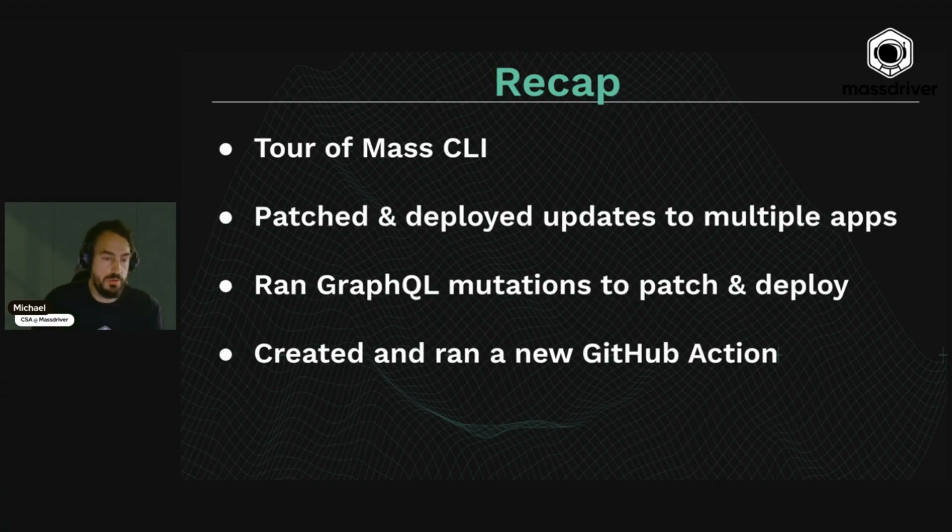To recap, we toured some of the capabilities of the Mass CLI tool. We use the CLI to patch changes and deploy our applications based on those changes. We then use the GraphQL to bump the image tag versions again and redeployed our applications there. And then we finished up by setting up some GitHub Actions for applications, our infrastructure, and our custom artifact definition.